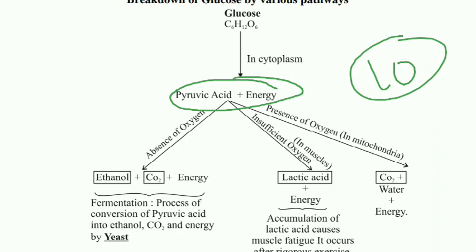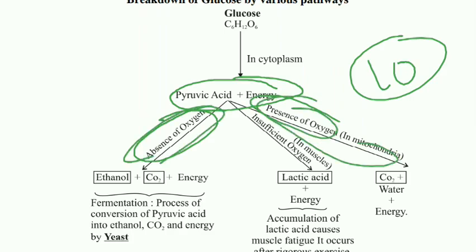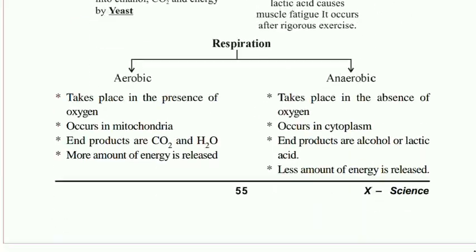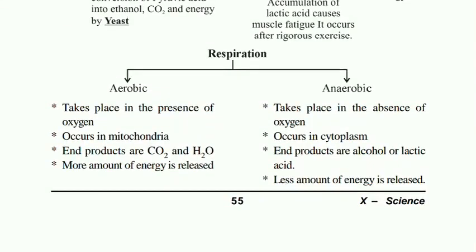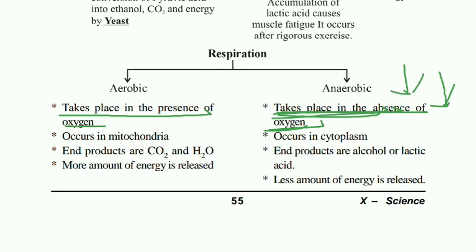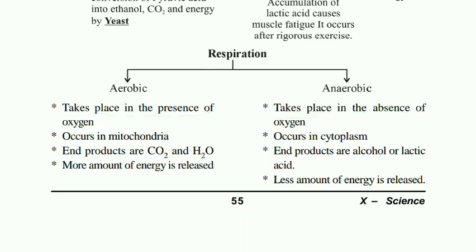This pyruvic acid has two fates: the first is in the presence of oxygen, and the second is in the absence of oxygen. In the presence of oxygen, the process is known as aerobic, and in the absence of oxygen, it is known as anaerobic. So respiration is of two types: aerobic respiration and anaerobic respiration. Not just absence, even if there is a very small amount of oxygen, meaning the need for oxygen is more than its availability, then anaerobic respiration takes place.